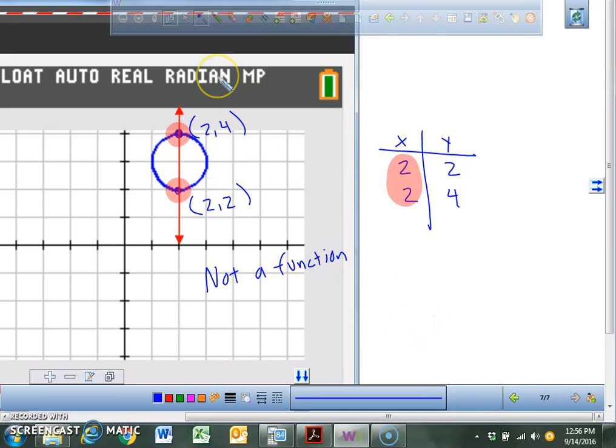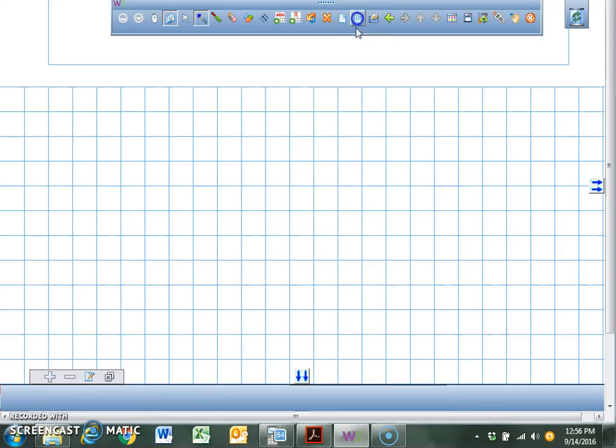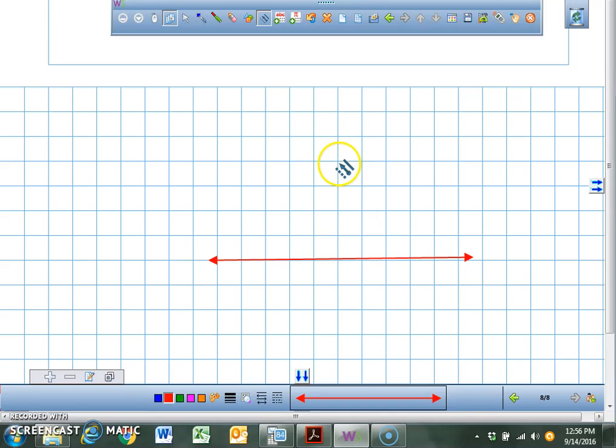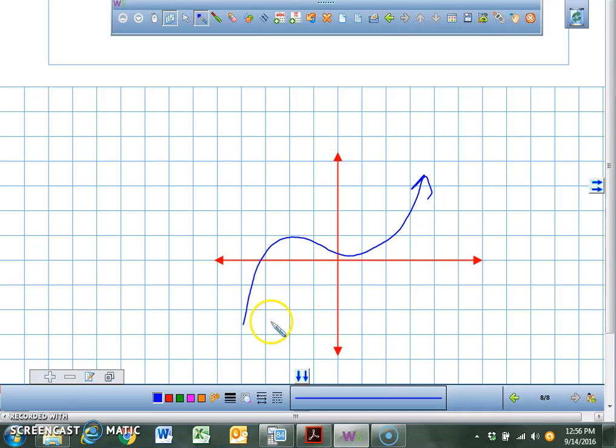Okay? So here we go. We're going to do a quick little graph and see if you guys can tell me, is this a function or not a function? All right? So here we go. We're going to the graph. We're going to draw a quick little graph. It won't take long. All right, here we go. Is that a function or not a function? I would agree. That's a function.